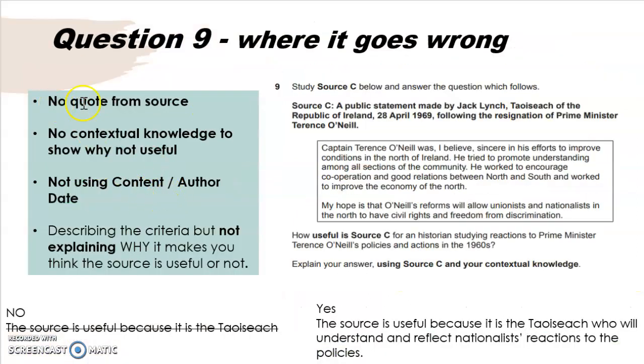Where it often goes wrong is that people don't quote from the source, or they don't use contextual knowledge to show why the content of the source was not useful. Also, they don't reiterate judgments based on author and date, or they simply describe the author or describe the date, but they don't explain why that makes them judge it useful or not. So, for example, it's not going to get you the marks you want if you just say the source is useful because it's written by the Taoiseach. That's not explaining why the Taoiseach is a useful person to be writing this source.